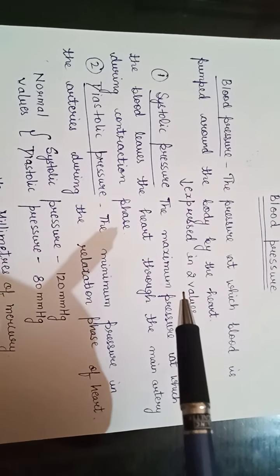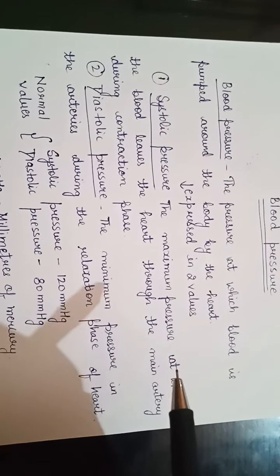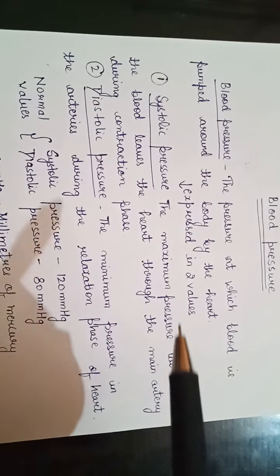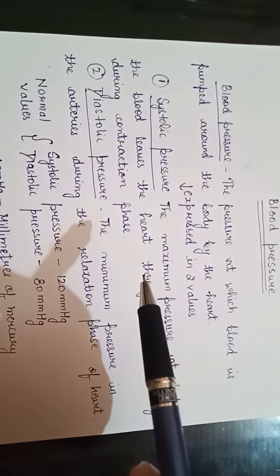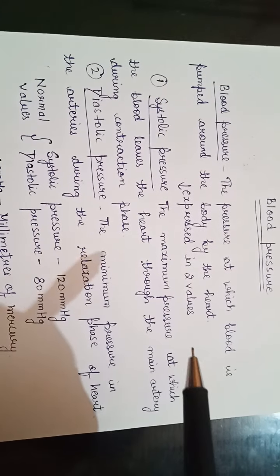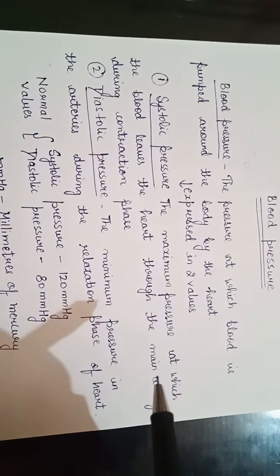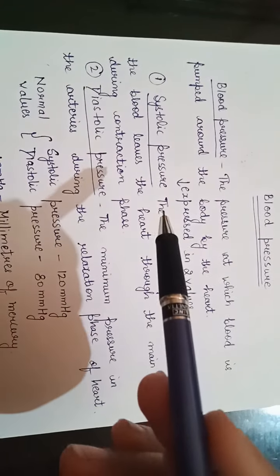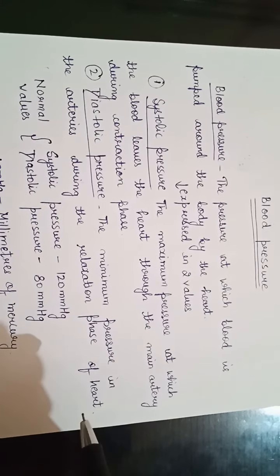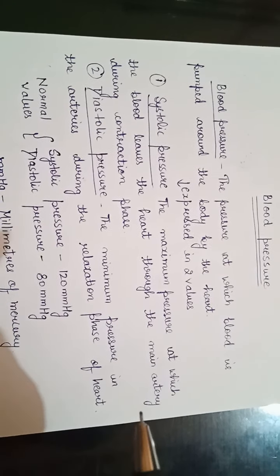So what is systolic pressure? Systolic pressure is the maximum pressure at which the blood leaves the heart through the main artery during the contraction phase. That is known as systolic pressure. And diastolic pressure means the minimum pressure in the arteries when there is the relaxation phase in the heart.